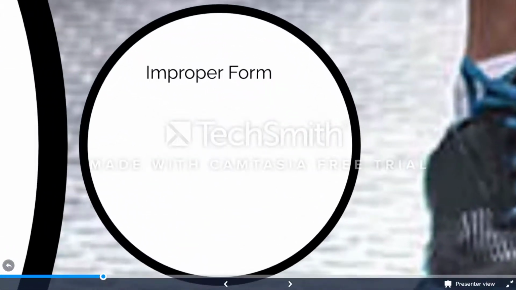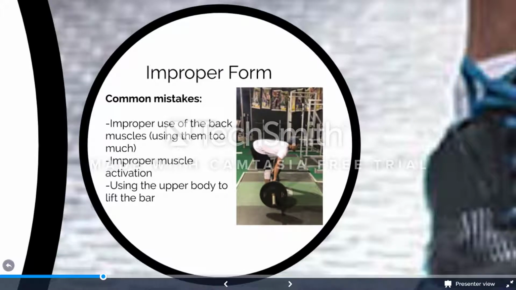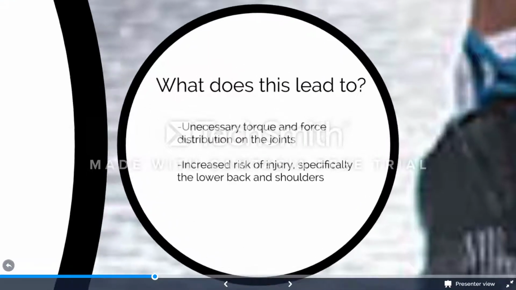Common mistakes made during the exercise will result in improper form. Such mistakes include improper use of back muscles and improper muscle activation. Also, using the upper body rather than the lower body will result in improper form. Improper form can lead to an increased risk of injury due to unnecessary torque and force distribution on the joints. The most common injury is disc herniation, specifically between the L4 and L5 vertebrae.